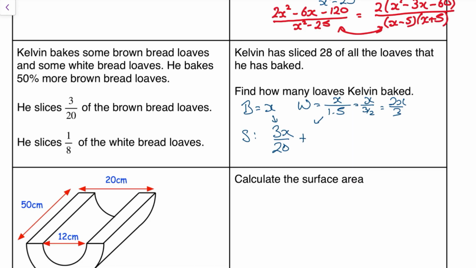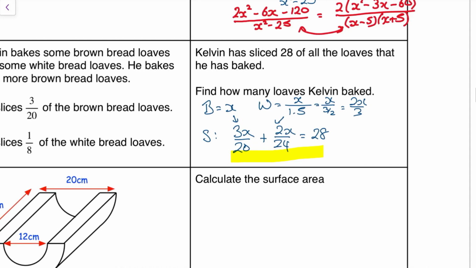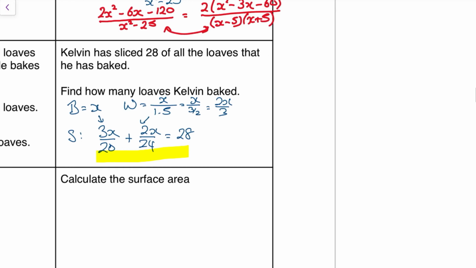So then I'm going to add on 2x over 3 times an eighth, which is going to be 2x over 24, which I can simplify down, but I'll leave that there for now. And I know that these together add up to give me 28. Okay, so basically what I've done is I've got to a nice equation, or a not very nice equation, I should say, and I now need to try and solve that. So let's now go into the solving mode.